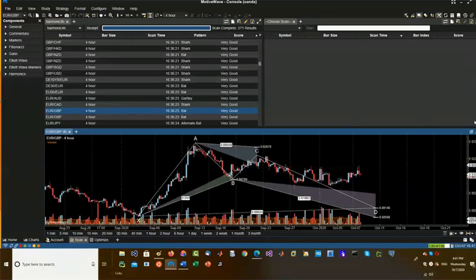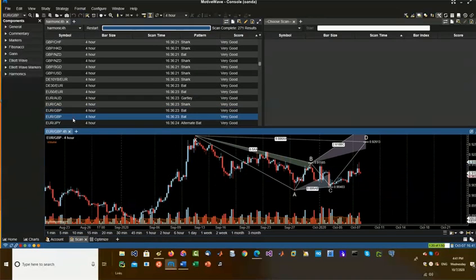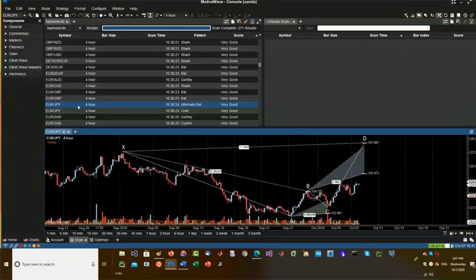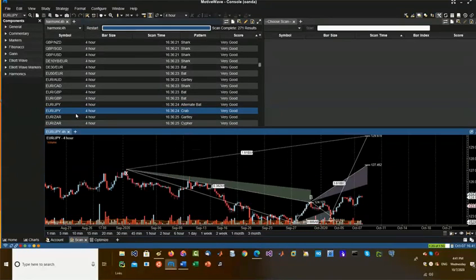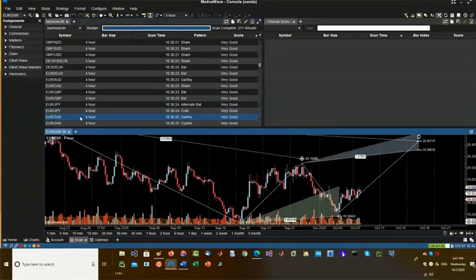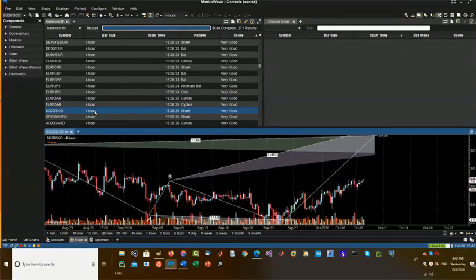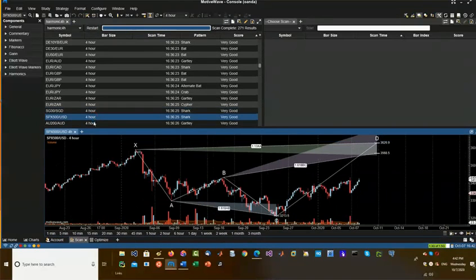So we have some longs here, and they were pretty convincing. Here's another long. Okay, I'll stick with that. Euro against Japanese yen. That's a long. Another long. Now these, Euro against the Rand. No, thank you. SGD 30. No. SPX. No.